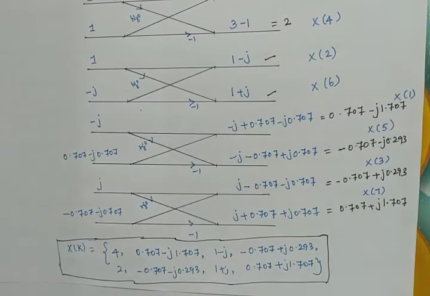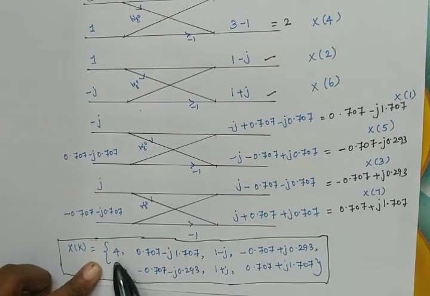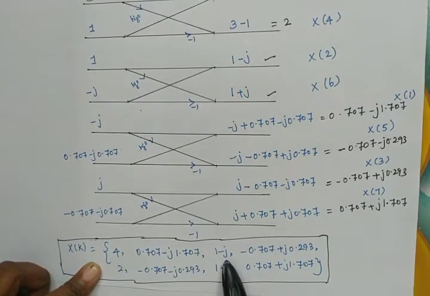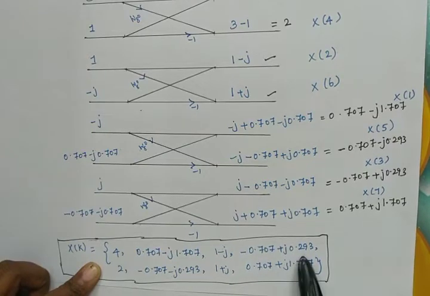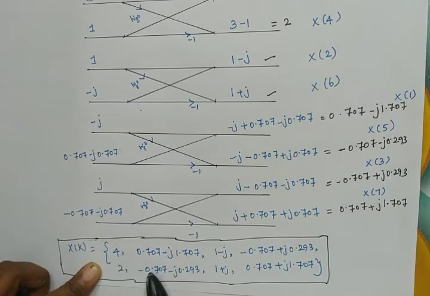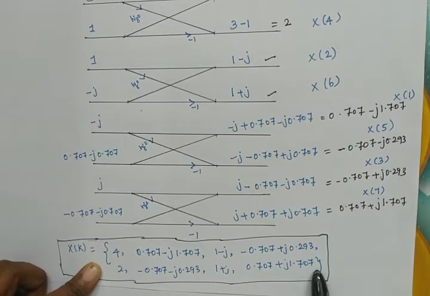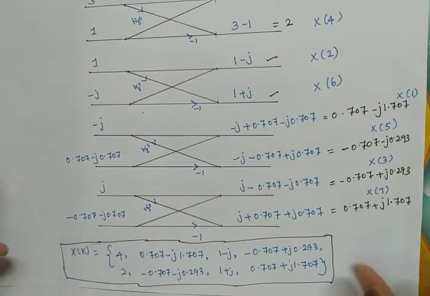In the input we gave the original order. So x of k is equal to 4, 0.707 minus j 1.707, 1 minus j, minus 0.707 plus j 0.293, 2, minus 0.707 minus j 0.293, 1 plus j, 0.707 plus j 1.707. So this is the answer for this problem.